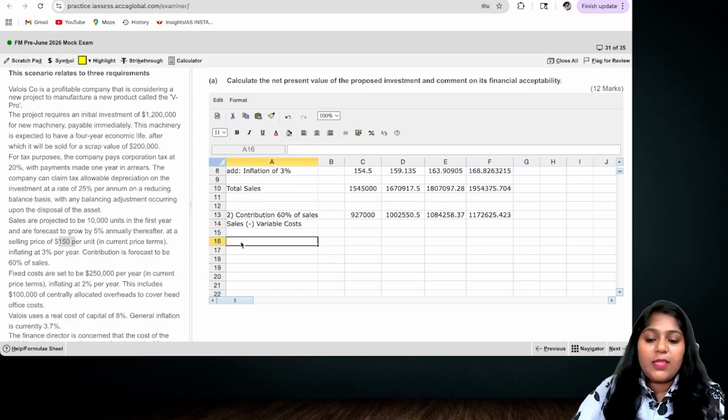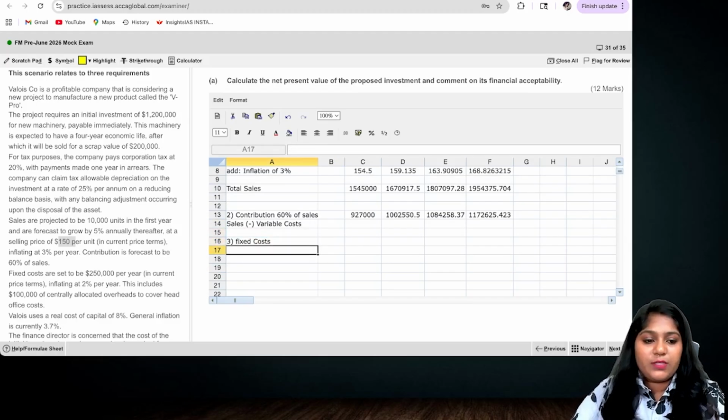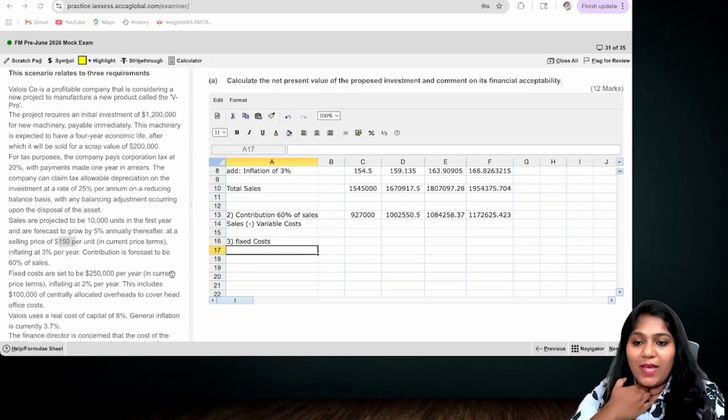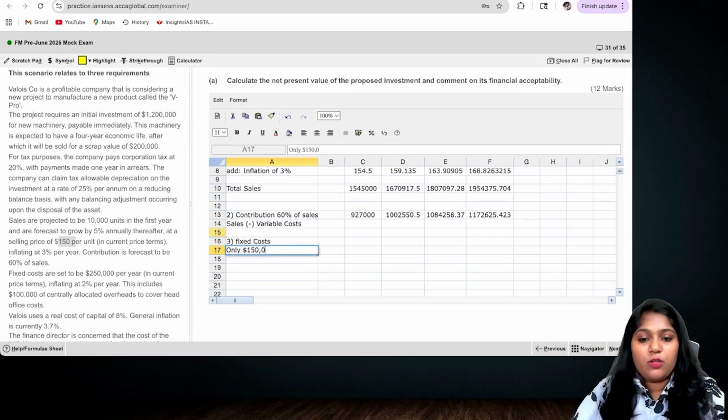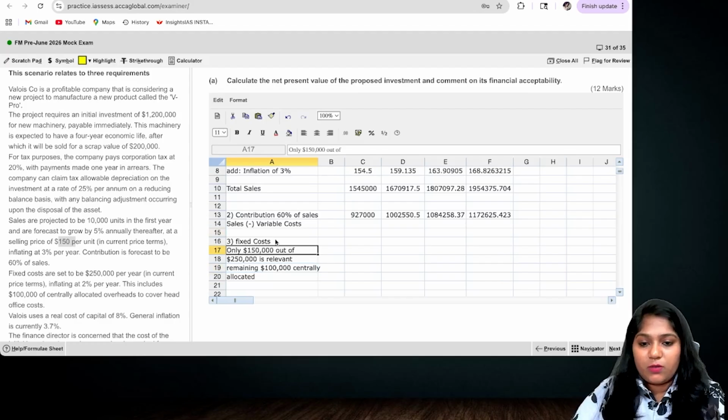Fair enough. And then comes the third working note. I will go ahead and calculate the fixed cost. So now when I talk about fixed cost, I know it is something that you can't take the whole value. Only $150,000 out of $250,000 is relevant because the remaining $100,000 is centrally allocated. So we can't consider the remaining value. However, only $150,000 is included.